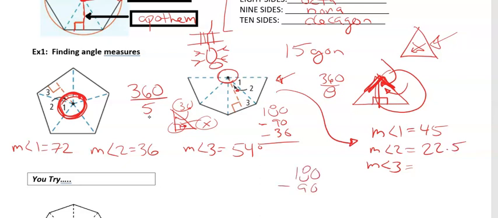You take away the 90, which is made by the apothem. You take away the 22.5, which is the angle for angle number 2. And what does that give you? 167.5? No? 67.5. Does anybody have any questions on this?